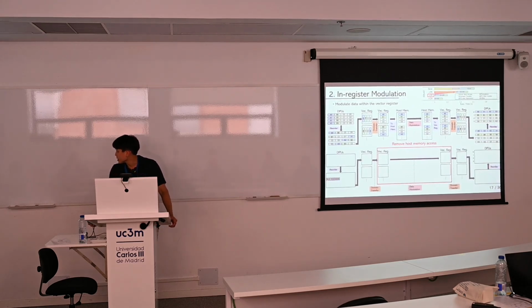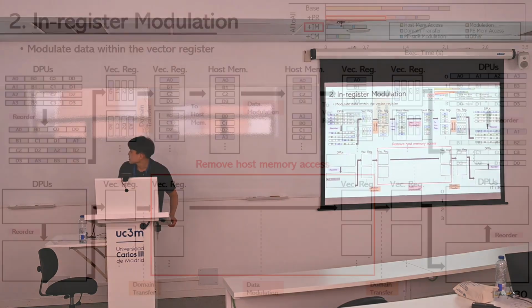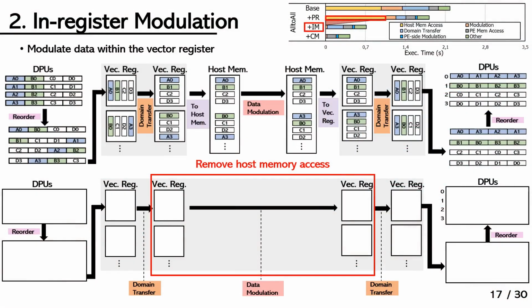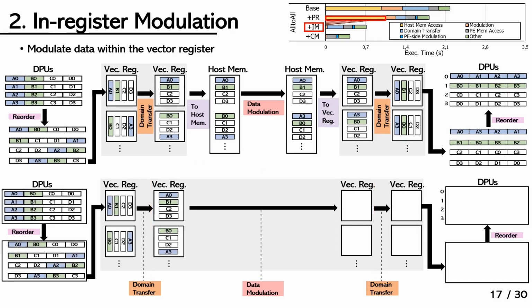Our second technique is in-register modulation. So this time, we aim to eliminate unnecessary host memory access. The overall procedure is the same as before until domain transfer has been performed on the vector registers.